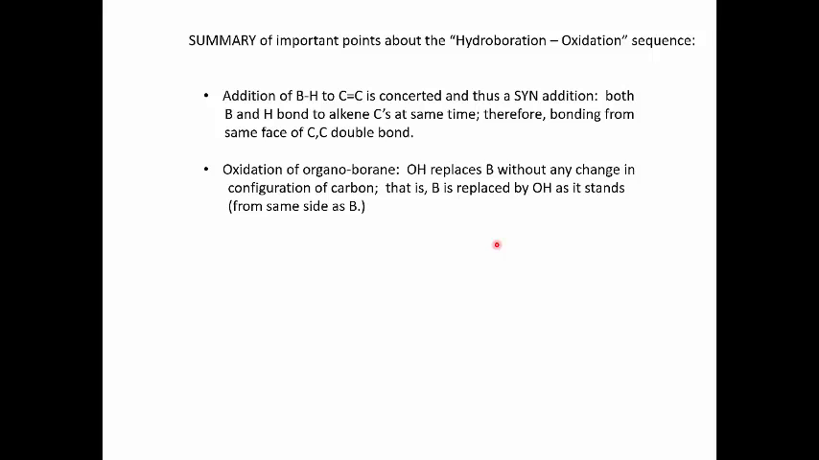To summarize important points about the hydroboration-oxidation sequence, the addition of BH to the CC double bond is concerted, and necessarily then a syn addition. Both B and H bond to the alkene carbons basically at the same time, and therefore bonding from the same face of the CC double bond. In the oxidation of organoborane compound, the OH replaces B without any change in the configuration of the carbon. That is, the B is replaced by the OH as it stands from the same side as the boron.